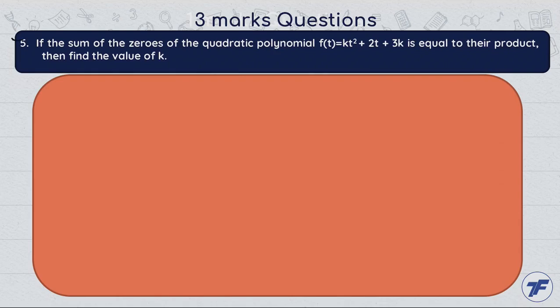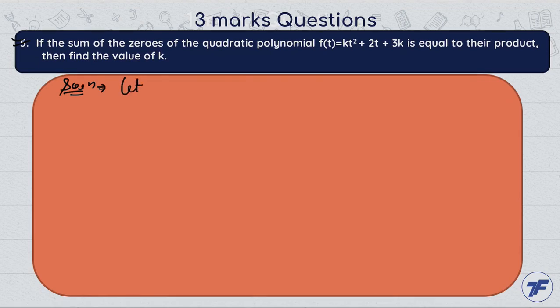Next question, question number 5. If the sum of the zeros of the quadratic polynomial f(t) = kt² + 2t + 3k is equal to their product, then find the value of k. Here we have a quadratic polynomial in variable t.